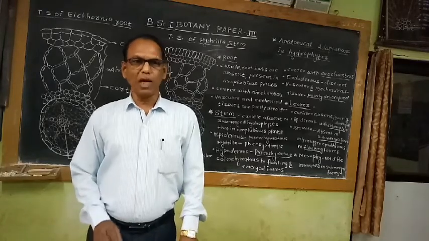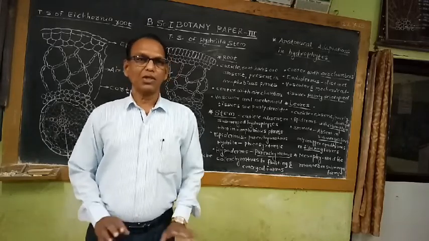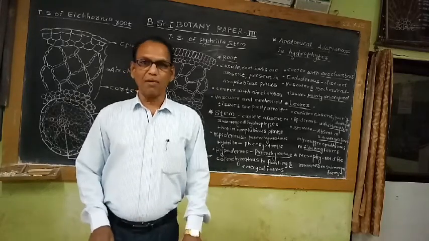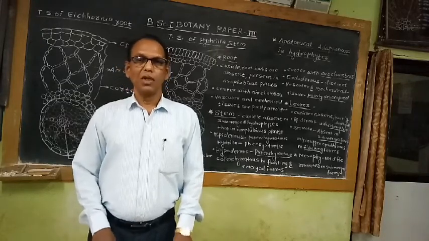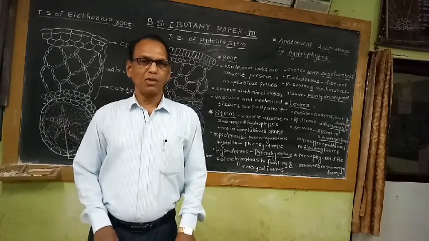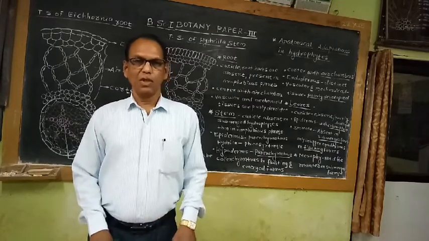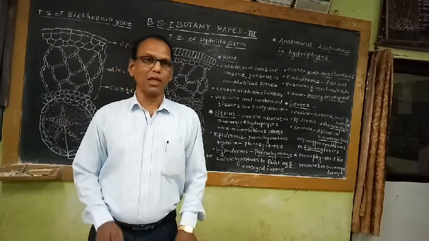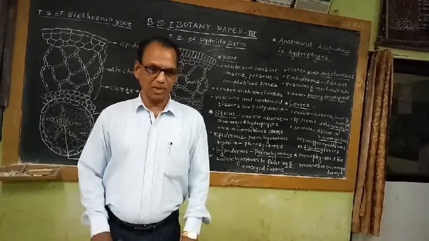The second common anatomical adaptation observed in all hydrophytic plants is reduction in mechanical tissues. The third is reduction in conducting tissues. So that means reduction in protecting structures, reduction in mechanical tissues, reduction in conducting tissues, and increase in aeration. This is the last common anatomical adaptation observed in all hydrophytic plants.